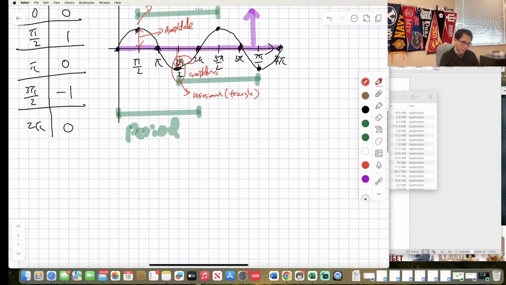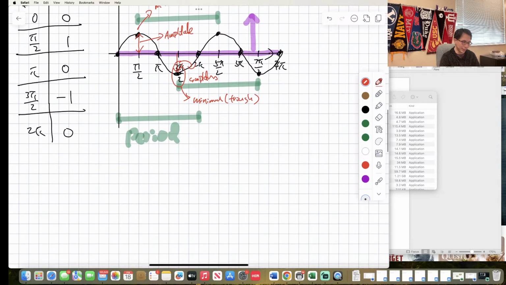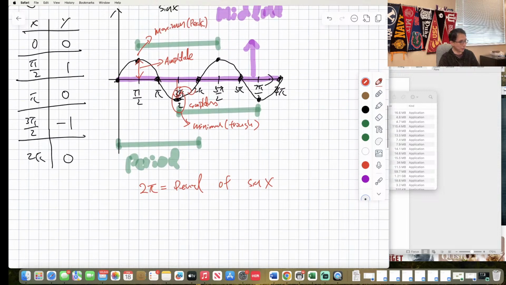Now, so the period is how far? In this case, the normal sine graph, what's the period? 2 pi, good. 2 pi is the period of sine of x. Is that okay? In this case, the amplitude is 1.